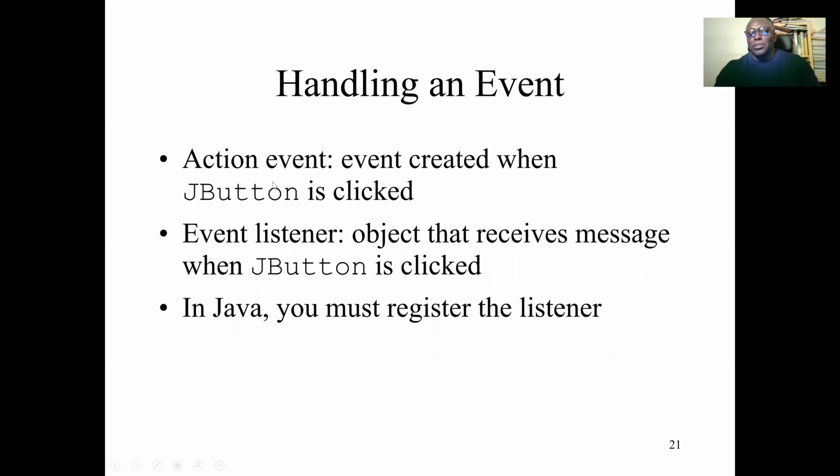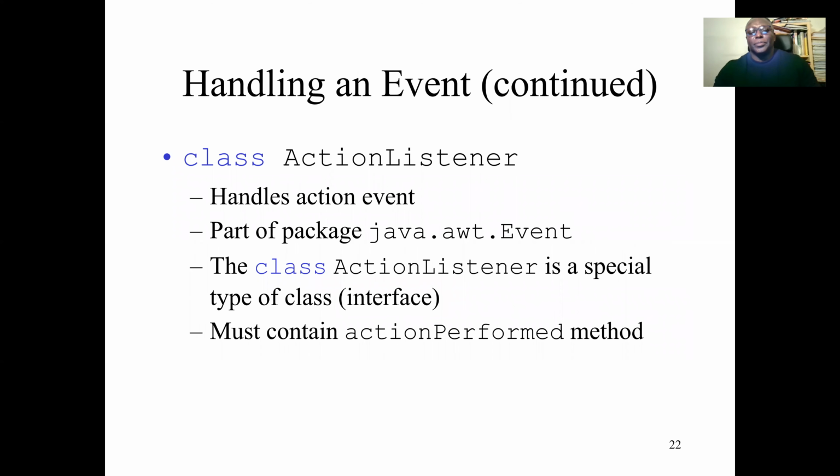The same thing, we can place our mouse pointer on a text box or any component. We can create an event for it. But in these lectures, we're going to only focus on the JButton event. So the event listener will be an object that receives the message when the JButton is clicked. So in Java, you must register the listener. Here we may see the code. So we use the class ActionListener, which handles the action event and is part of the java.awt.event package.